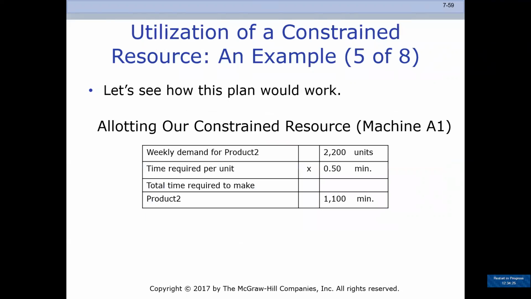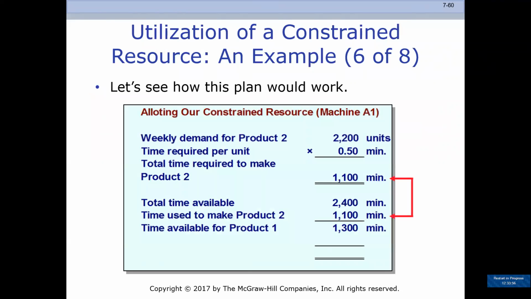So let's see how this plan would work. Allotting the constrained resource, machine A1, weekly demand, 2,200 units of product 2 times the required time per unit, half a minute, 0.5 minutes, is 1,100 minutes. They can make 2,200 units in 1,100 minutes. So if the weekly demand for product 2 is 2,200 units, times half a minute each, they have 1,100 minutes to do that in.